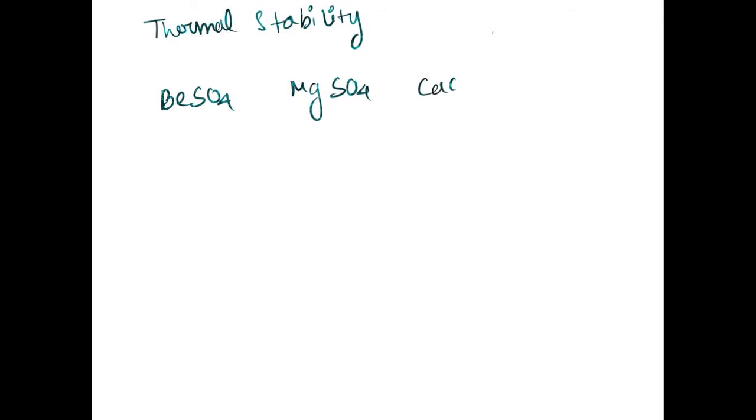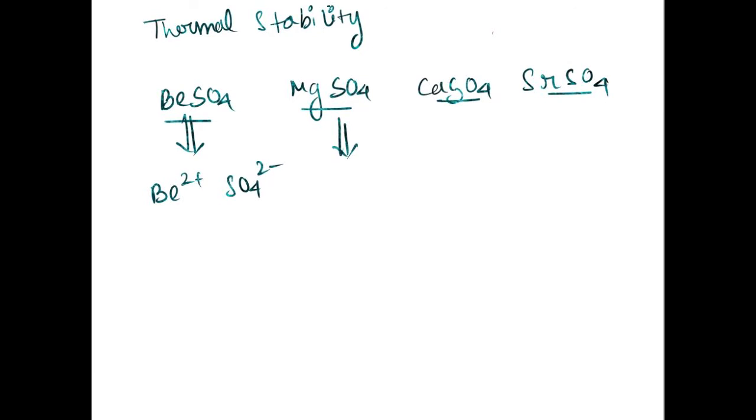In the next question, we have the decreasing thermal stability of group 2 metal sulfates. Here we have beryllium sulfate BeSO4, magnesium sulfate MgSO4, calcium sulfate CaSO4, and strontium sulfate SrSO4. The cations are beryllium 2 plus, magnesium 2 plus, calcium 2 plus and strontium 2 plus, and the anion is SO4 2 minus in each.